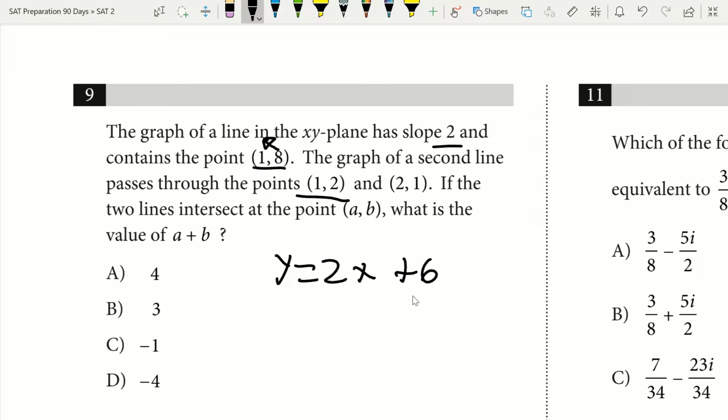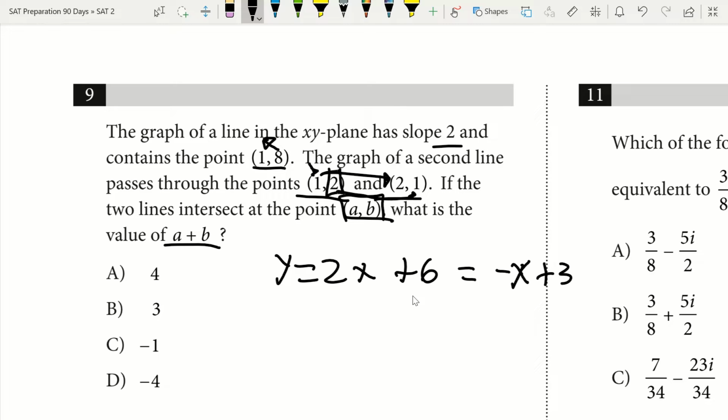Next, I'm told the second line has these 2 points. If they intersect somewhere, what's the value of a plus b for the intersection point? For the other line, I see that I've got a slope: as I move right by 1, I go down by 1, so a slope of negative x. I'm going to set the equations equal to each other. My y-intercept is going to be, if I'm moving to the left, I have to add 1, so since we have 2 at x equals 1, at x equals 0 we're going to have plus 3.